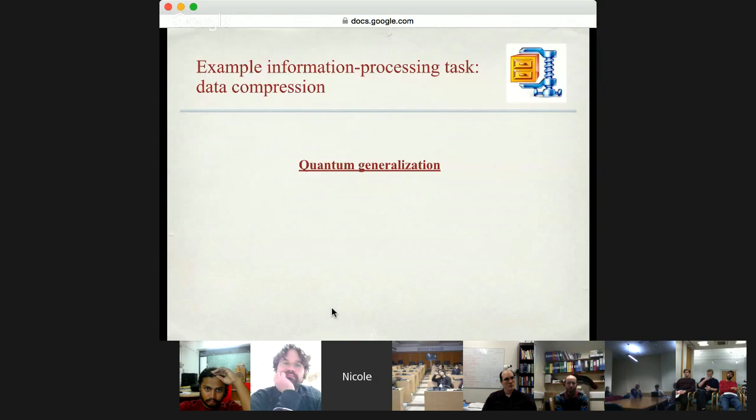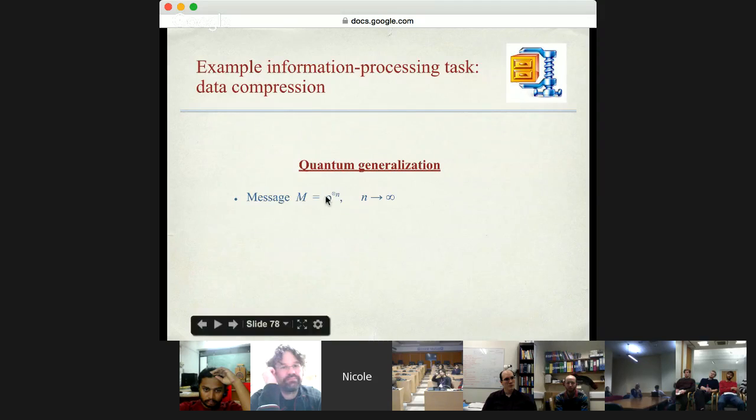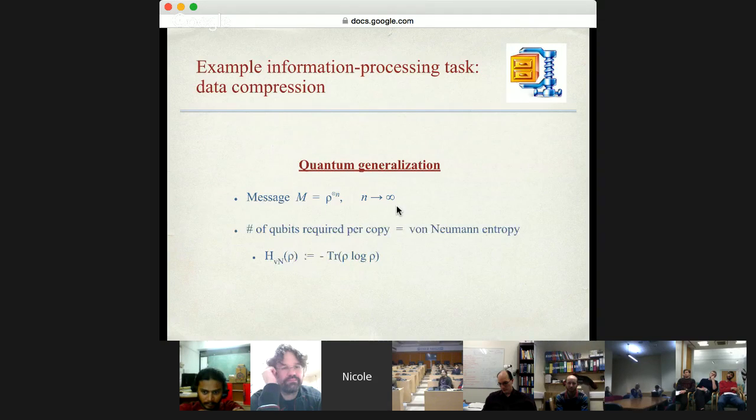Since this is a Q plus talk, I should say something about the quantum version of the problem we discussed. So suppose that instead of sending you a random variable x, I sent you a quantum state rho. I sent you n copies of rho to form my message m, and we consider the limit as n approaches infinity, the asymptotic limit. Into how few qubits can I compress the message? Well, the number of qubits I need per copy of rho is the von Neumann entropy.